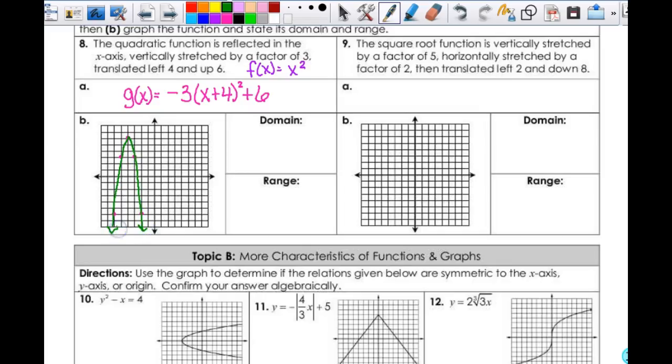Okay. So my domain, -infinity to infinity. My range, -infinity to 1, 2, 3, 4, 5, 6. And I include my 6. I never include my infinities.